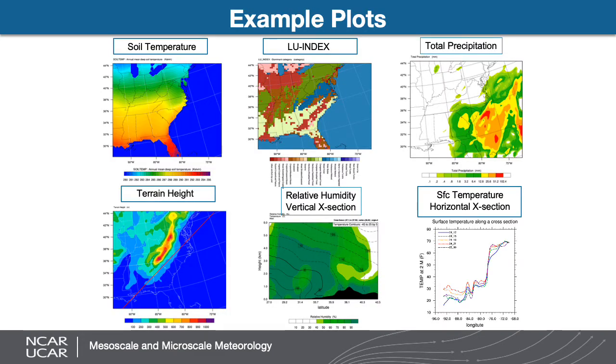Here are some example plots to show you what kind of plots NCL is capable of making. It can make some simple contour plots and some raster plots. It can do vertical cross-sections of terrain height and relative humidity that show terrain in them. And it can also do horizontal cross-sections, as seen in the lower right-hand corner, of surface temperature.